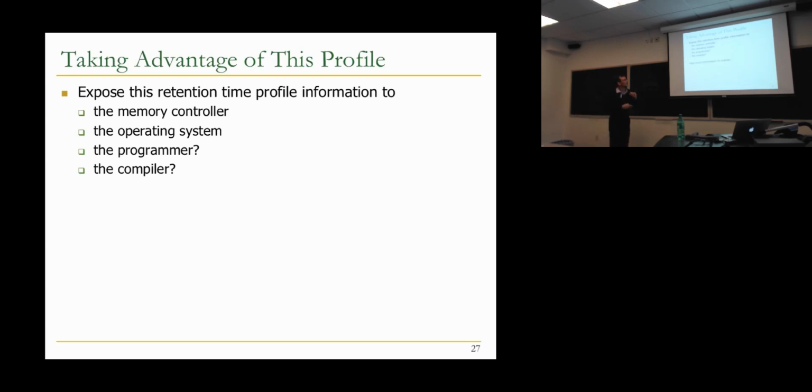But you need to know what's going on underneath. How much information to expose? That's another question. Do you expose the retention time of every single row? We discussed that there are at least 1 million rows in an 8 gigabyte memory. What if you have a terabyte memory? Going into the future, we want terabyte memories. Many servers actually have terabyte memories.